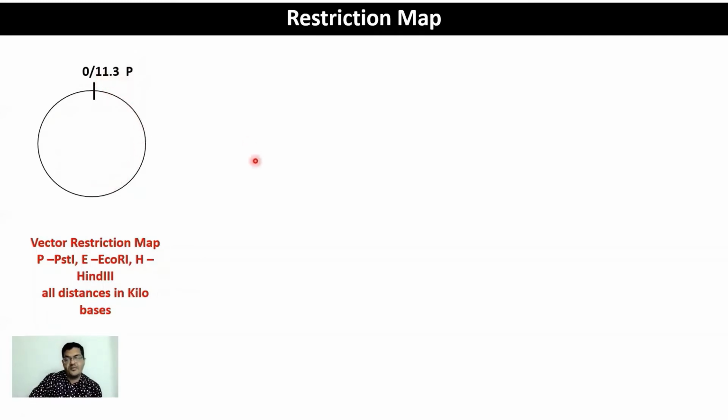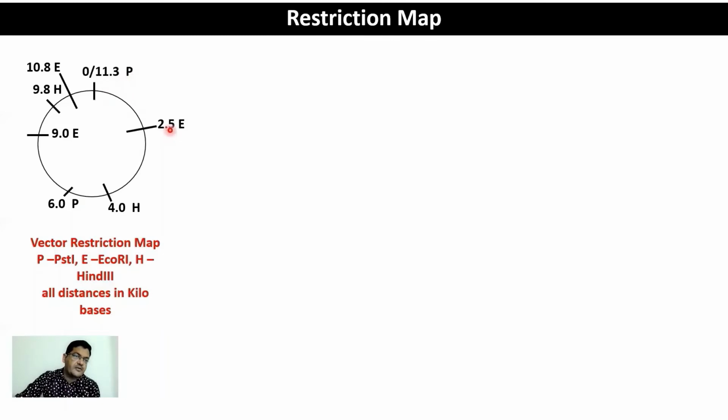So here is your next enzyme. This is your EcoR1, which is 2.5 kb downstream of the PST1. Then you have HINT3, which is 4 kb downstream of PST1. And then, of course, you mark all the restriction sites for the respective enzymes. And finally, you get a map that is known as a restriction map, where all enzymes are marked with respect to 11.3 or 0 position for PST1.